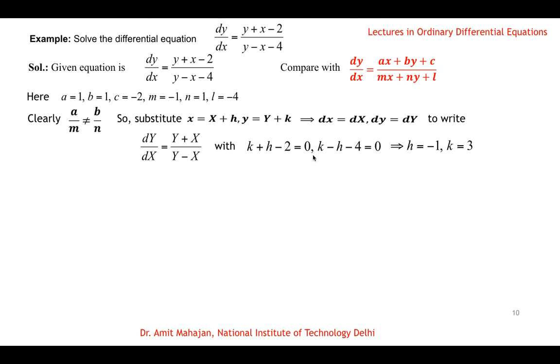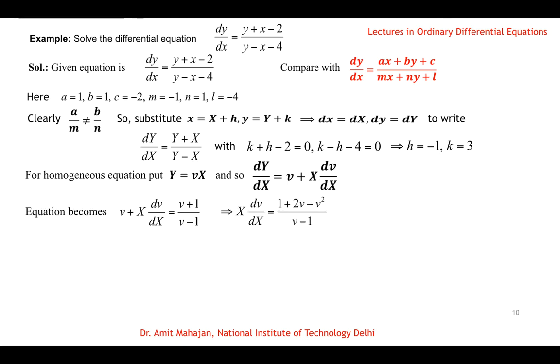There are two equations in two variables, so we can solve them to find h and k. This we will use during back substitution. Now it's a homogeneous differential equation, so we can put Y as vX. Substitute Y as vX, so that dY/dX is v + X dv/dX, and substitute this on the left hand side and this on the right hand side. It immediately reduces to a variable separable form. Take this v to the other side, take the LCM.